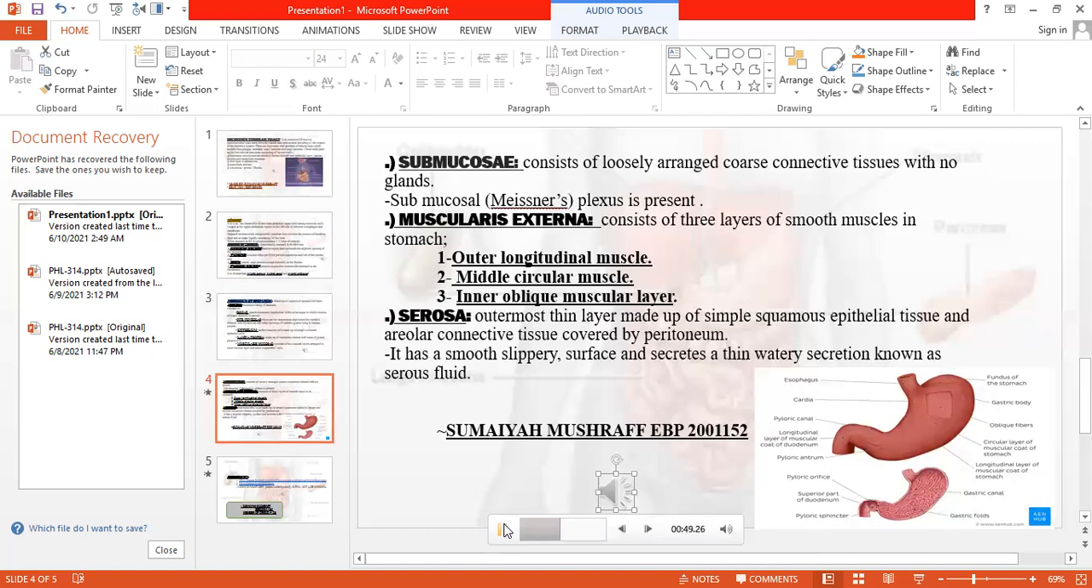Serosa is the outermost and thinnest layer of the stomach lining, made up of simple squamous epithelial tissue and some connective tissues. It has a smooth surface and also secretes a thin watery secretion, which is known as serous fluid, due to which it also has a slippery appearance.